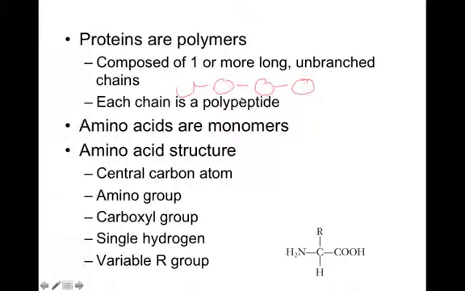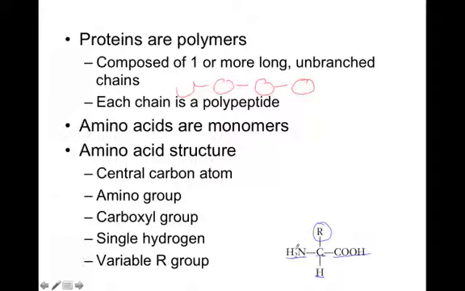Let's look in a little bit more detail at amino acid structure. An amino acid has a central carbon. You can see that exhibited here. On the central carbon, there are three parts that will always be there. First of all is the amino group, this H2N located over here on the left. Second is the carboxyl group, or COOH. And then the third will be this single hydrogen. The R group here is the group that is interchangeable. R could represent many different things. It's the variable group of the amino acid.